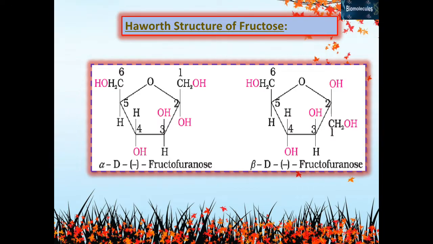So look at the positions. This is carbon number 1 CH2OH, carbon number 2 OH, CH2OH OH, OH H, H OH, CH2OH H. So the beta form is different from the alpha form in the position of OH at carbon number 2. Here CH2OH OH is there, whereas here OH and CH2OH are there. Okay, practice these structures, important for 2 marks.